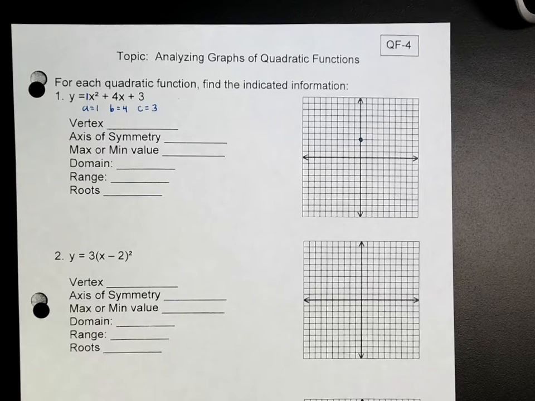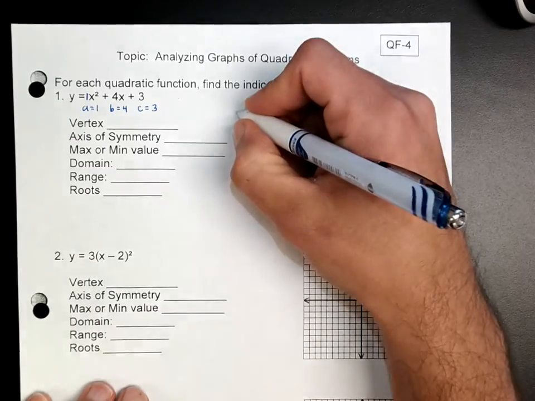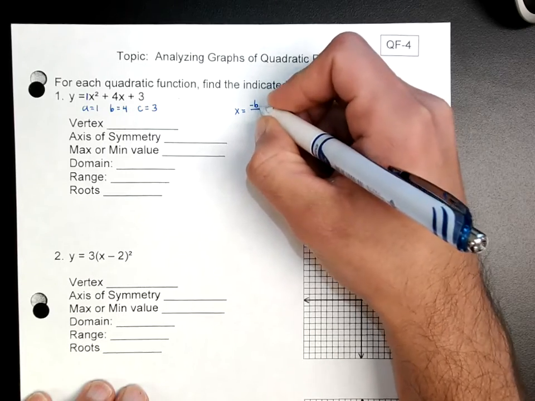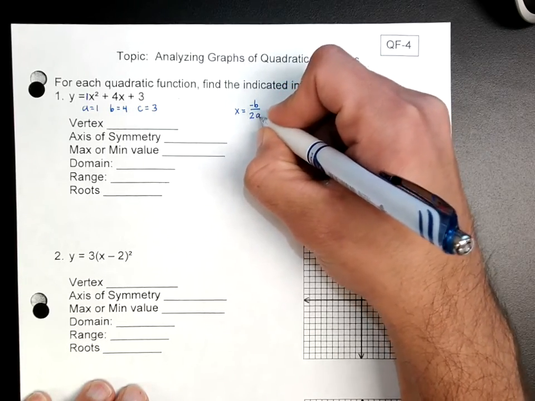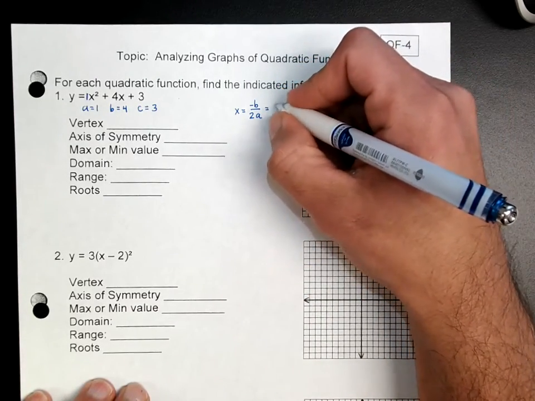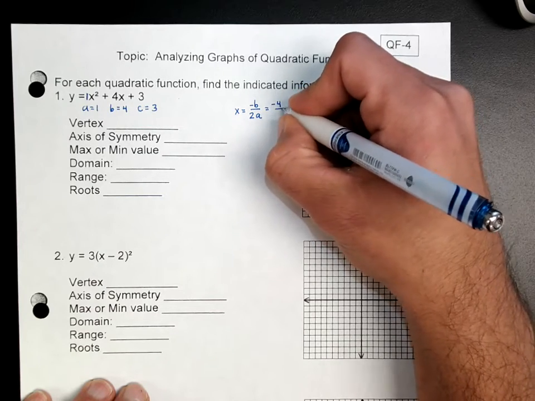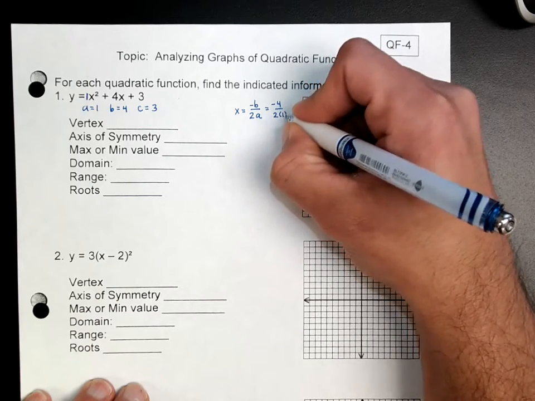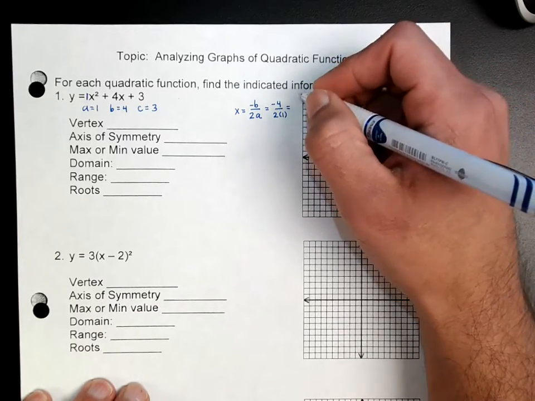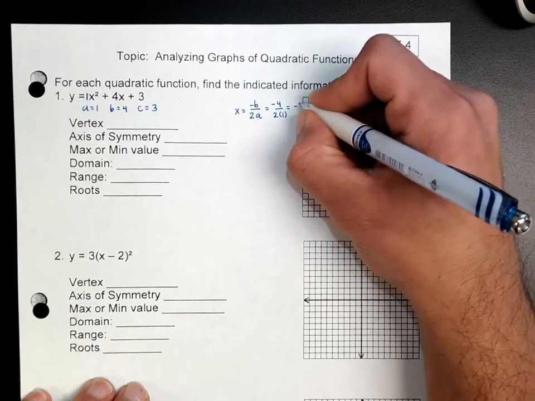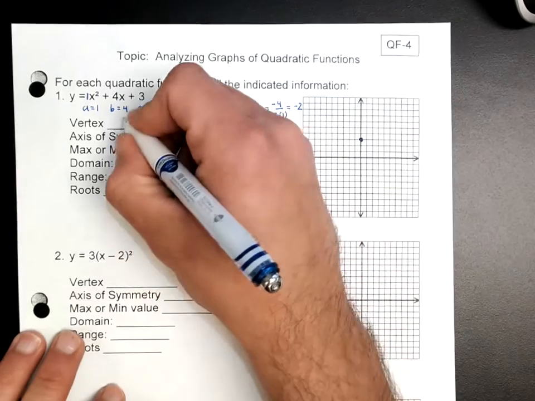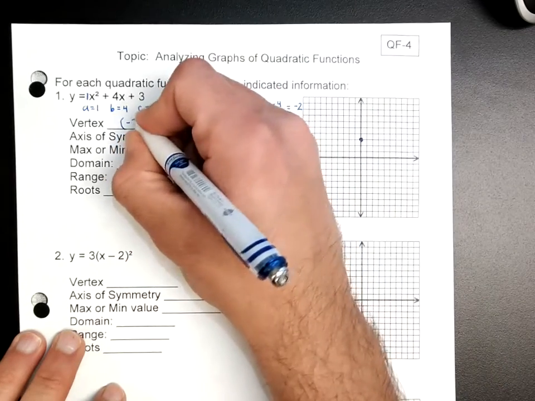Okay, so what we're going to do after that is go through that formula that we have talked about in the past. You don't need to memorize it or anything, but this is going to be negative b over 2a. In this case, b is 4, so we have negative 4 over 2 times 1. Now this is going to be negative 4 over 2, which gives me negative 2. Okay, so remember that what I just found is the x-coordinate of the vertex.